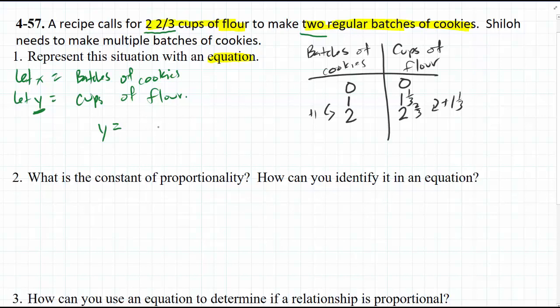For the batches of cookies, we're going to represent that with x, and we're going to multiply the x by how much flour is needed for each batch. So let me go and highlight this. We only need 1 1/3 cups of flour for every batch of cookies. So we'll multiply the x, or the batches of cookies, by 1 1/3. This would be our equation: y, or the cups of flour needed, equals 1 1/3 times x.